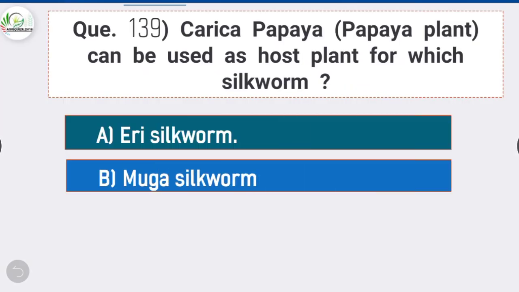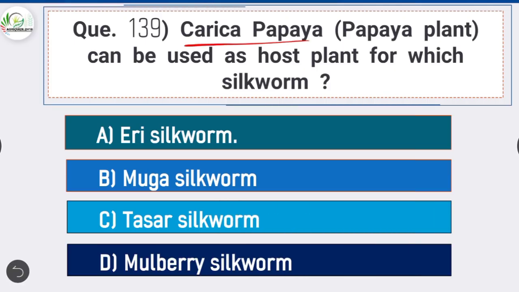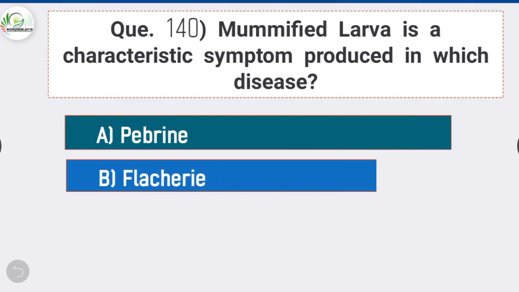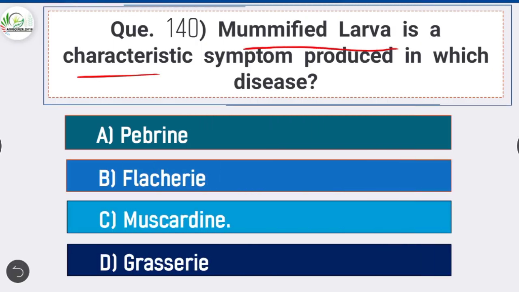Question number 139. Carica papaya or papaya plant can be used as host plant for which silkworm? Option A is the correct answer, Eri silkworm. Papaya plant can be used as host plant for Eri silkworm. Question number 140. Mummified larva is a characteristic symptom produced in which disease? Option C is the correct answer, muscardine. Mummified larva is a characteristic symptom produced in muscardine disease.